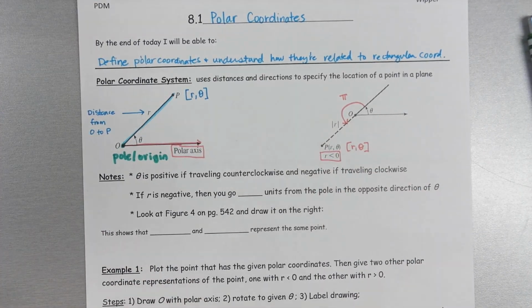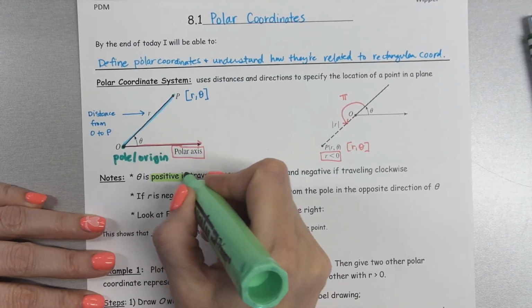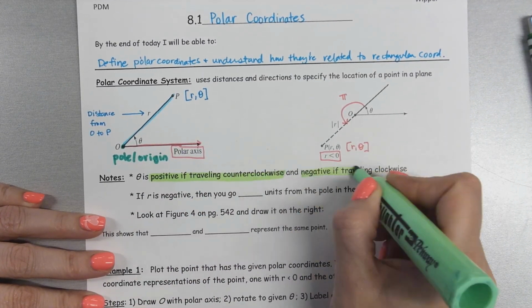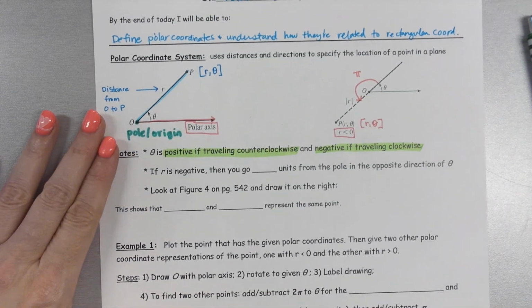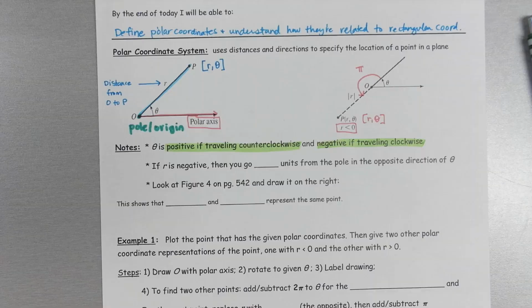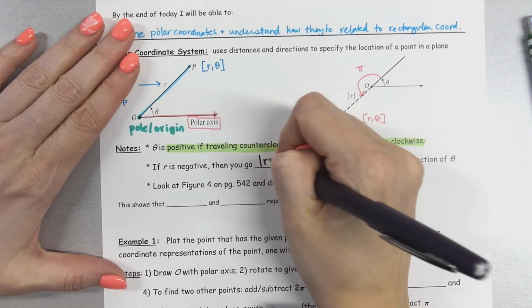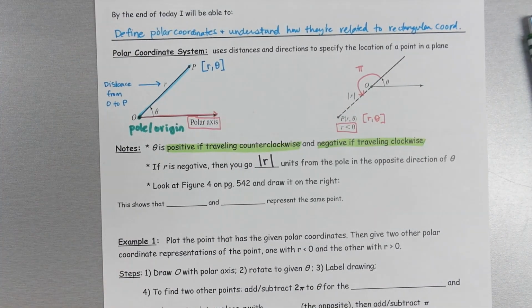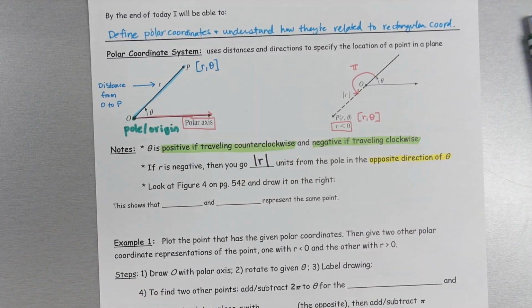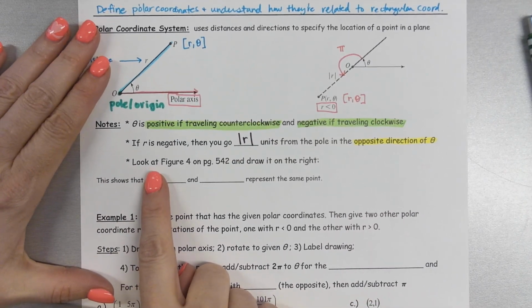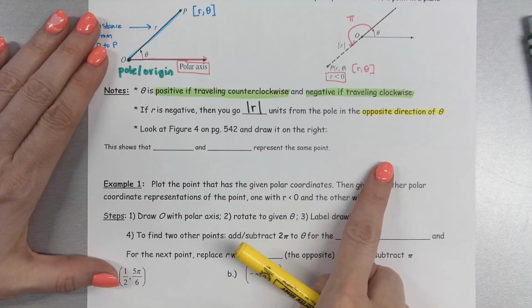Now your theta value is positive if you are traveling counterclockwise and negative if traveling clockwise. We already know that from the unit circle. If r is negative, then you're going to go the absolute value of r units from the pole in the opposite direction of theta. Okay, we're going to look at this picture together, and then we are going to draw it here.